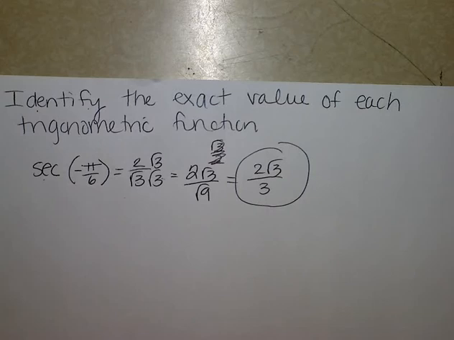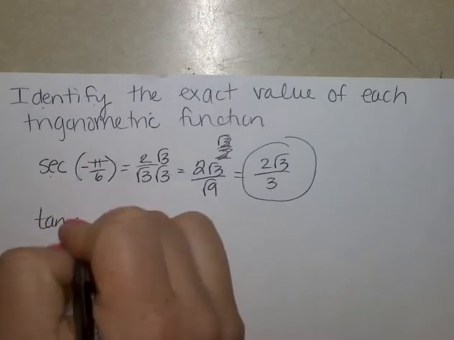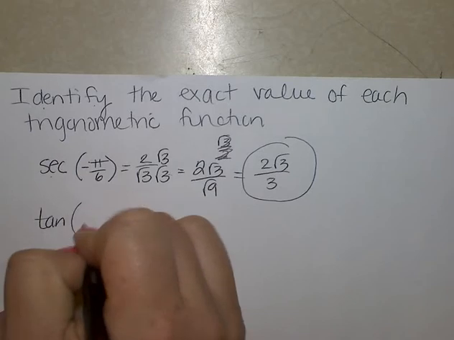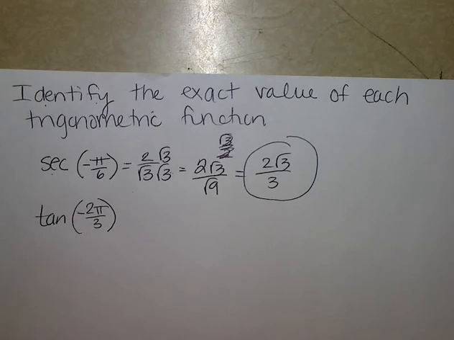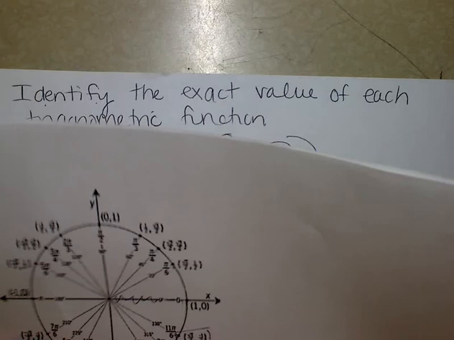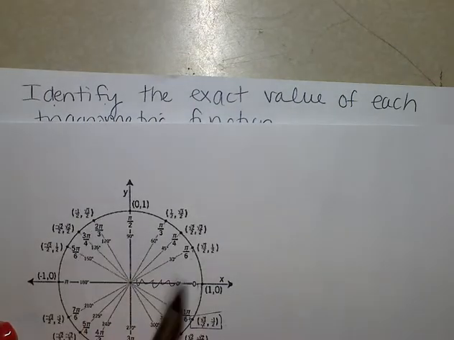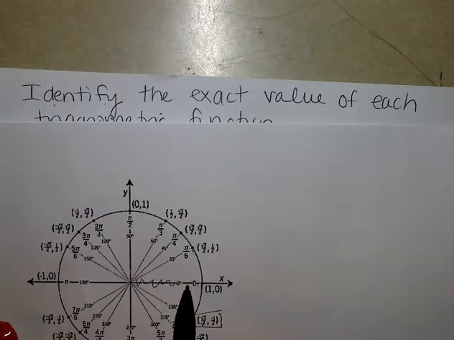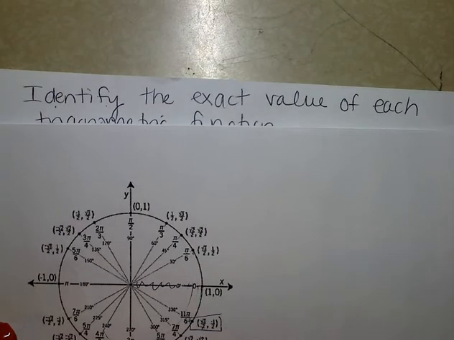Okay, your next one. Tangent of negative 2 pi over 3. First let's locate positive 2 pi over 3. Positive 2 pi over 3 is 120 degrees from the starting line and going upwards, so counterclockwise 120. Since it's negative, I'm going to go backwards 120. Going backwards 120 has me stopping at this location.